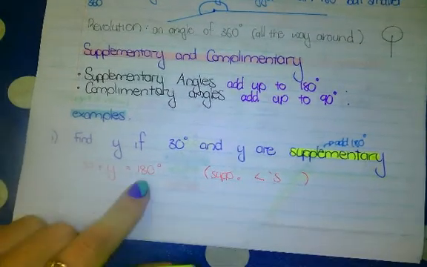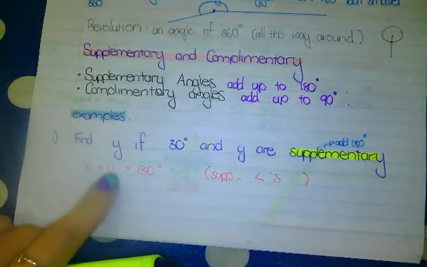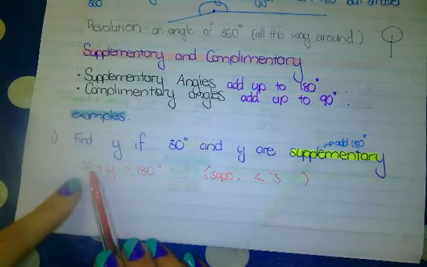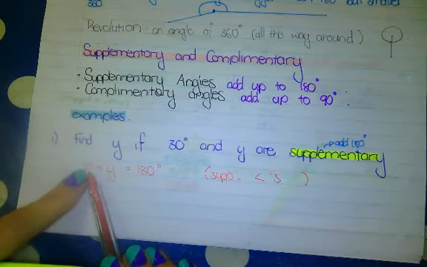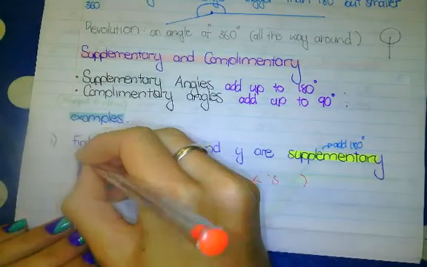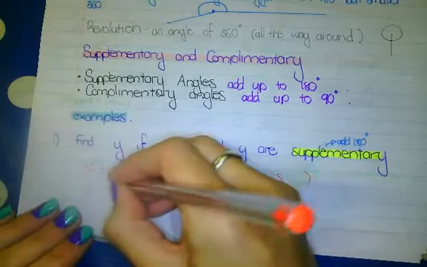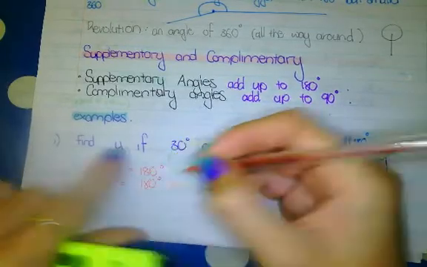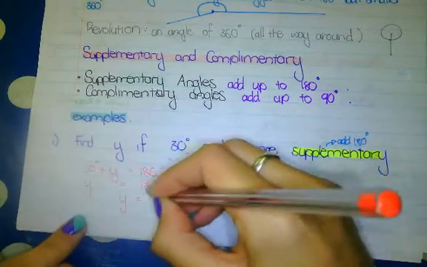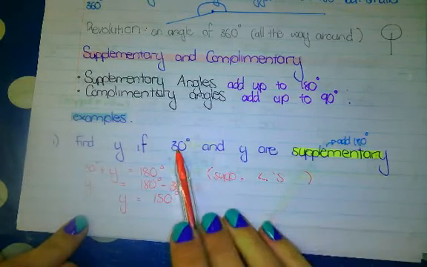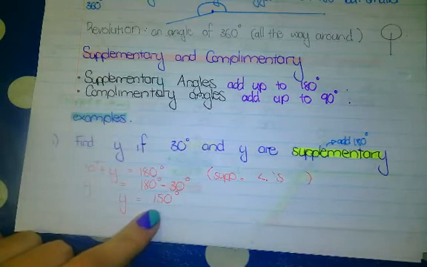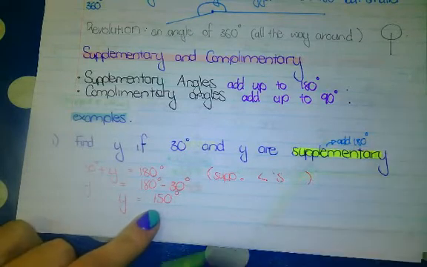So 30 plus y equals 180 degrees, and we're solving for y. Depending on how your teacher taught you equations, they either would have said additive inverse, if you know what that means, or they would have said you take the 30 over and change the sign. So we're going to do y equals 180 minus 30 degrees. Therefore, y equals 150 degrees. So if 30 and y are supplementary, then y must be 150, because 150 and 30 make 180. That's how you would set up your answer.